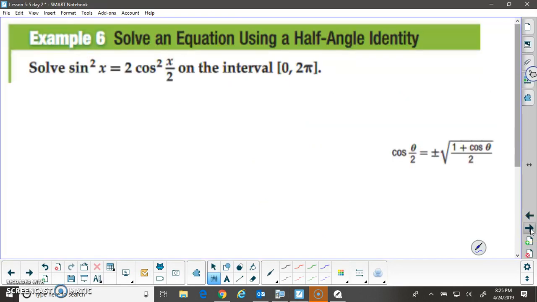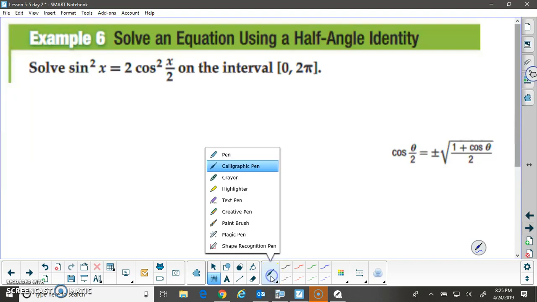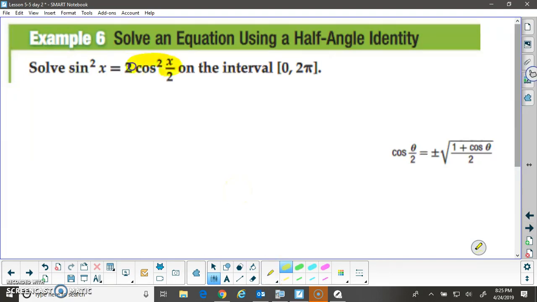Now, we're going to finish with using these half-angle identities to solve trig equations between 0 and 2 pi. So when you look at this problem, hopefully what's going to stand out to you is this guy right here. That is a half-angle identity for cosine. I'm going to use this right down here in my problem to solve.